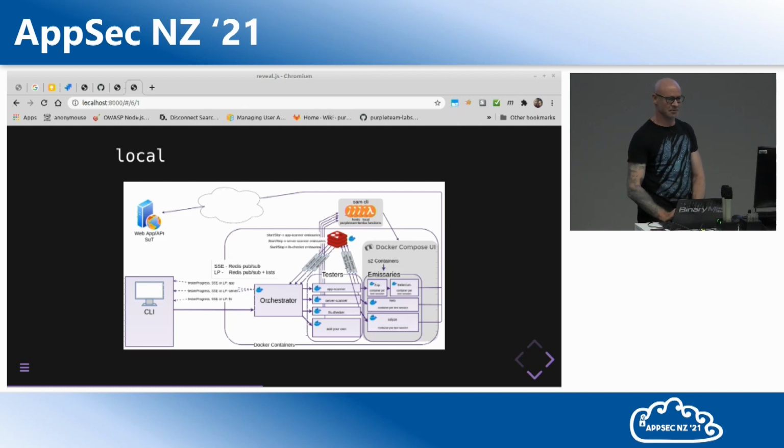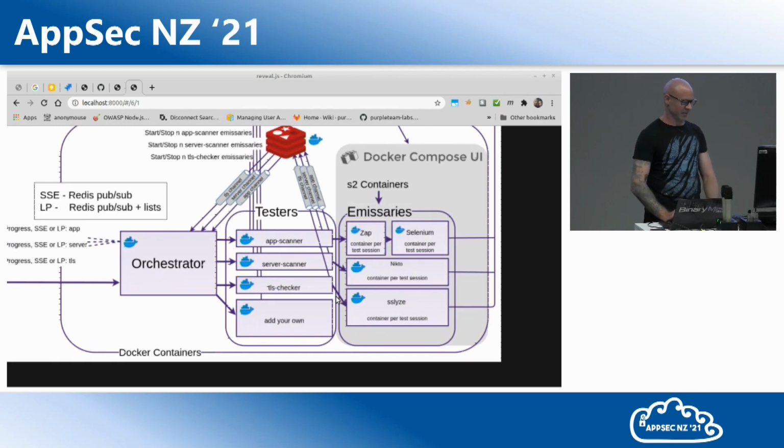Yeah, cool. Okay. So I've got the orchestrator here. It takes the input from the CLI. This is in your own environment, this is local. It supervises the testers, so it looks after your testers here. Here we've got application scanner, server scanner, and TLS checker, and you can add your own as you work out if you're missing something.